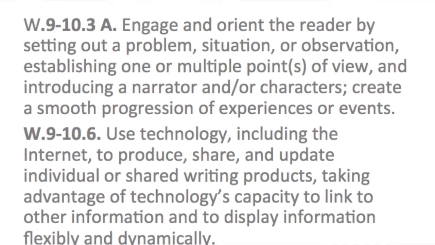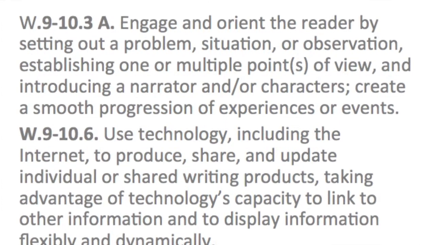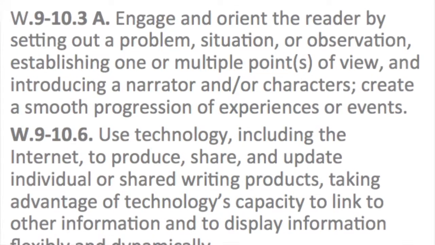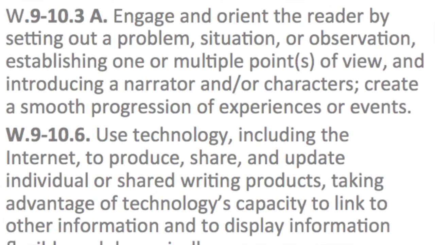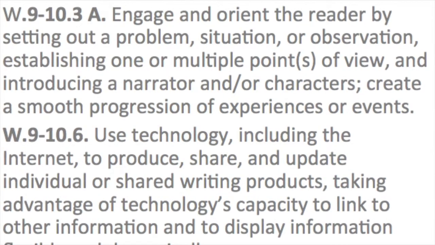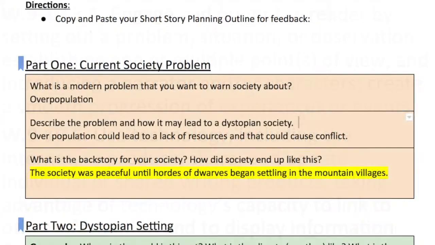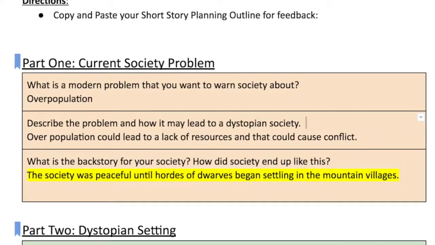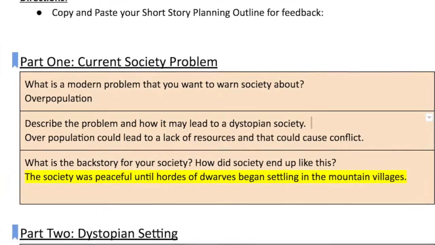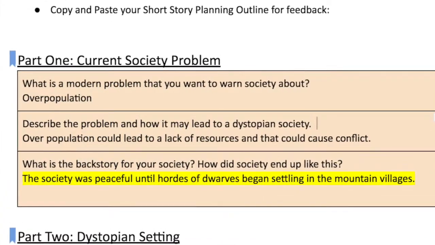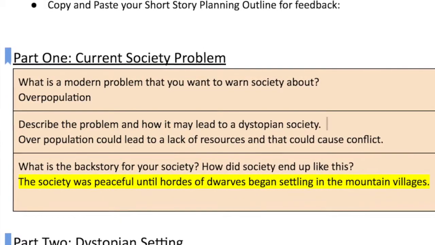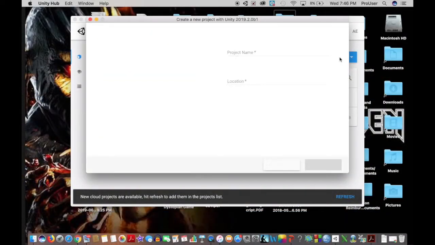Let's begin with the first one, engaging and orienting the reader, which involves establishing the plot, setting, atmosphere, etc. Obviously, students would have to have the story outlined before creating their video game. The outline would be more detailed than this, but this is just a sample. But if they were fashioning a dystopian universe, and this is the idea they had in mind, they would be able to convey this flexibly and dynamically using the features of the Unity game design engine. Here's how we would do that.